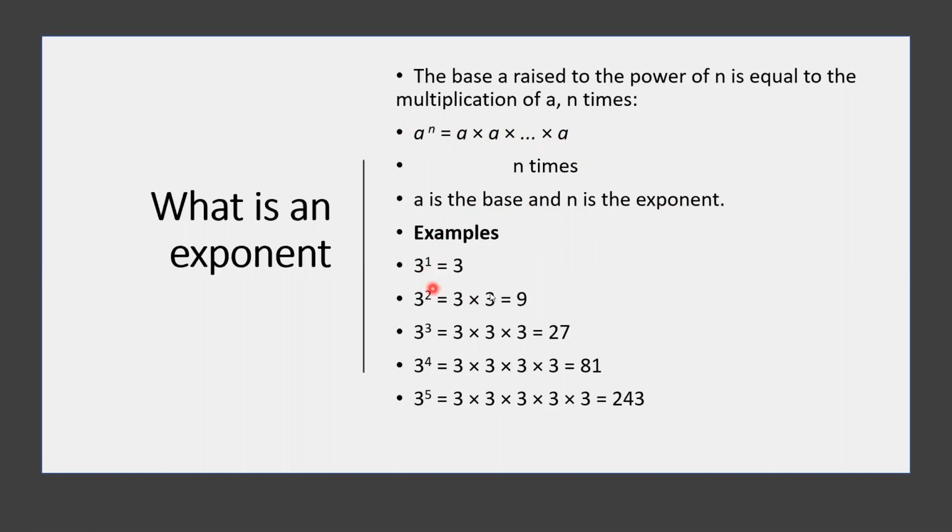So if we look at a few examples here, guys, 3 to the power of 1 is 3. Remember we said the first power of every number is that number itself. 3 to the power of 2 is 3 times 3, which is 9. 3 to the power of 3 is 9 times 3, which is 27. 3 to the power of 4 is 27 times 3, which is 81. 3 to the power of 5 is 81 times 3, which is 243. As you can see, guys, in these examples, also the power tells us how many times we multiply the base.